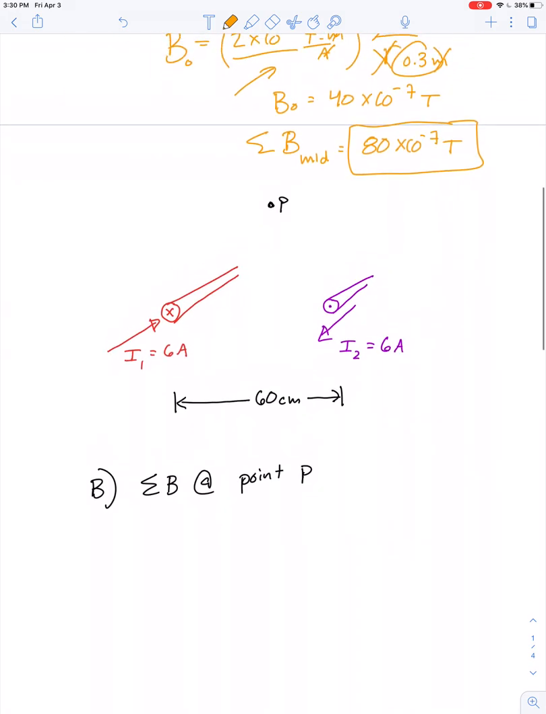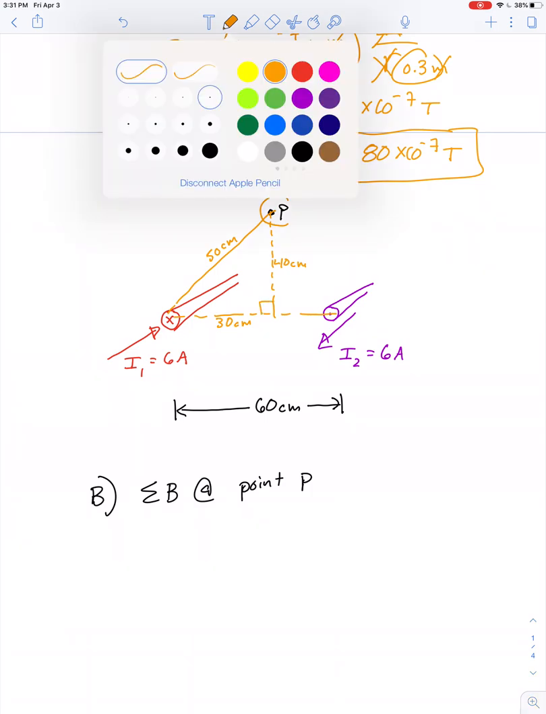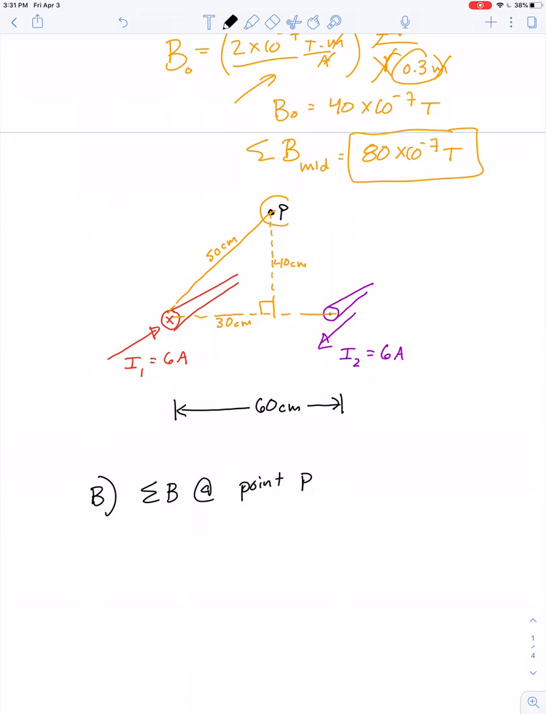So we've got the same picture, but now we're asked to find the magnetic field here at this point P that lies above the midpoint that joins the two wires. So if this distance is given as 50 centimeters and this distance is given as 30 centimeters, then this must be 40 centimeters just based on the Pythagorean theorem. We have a right triangle. So again, we'll take the approach using the superposition principle and ignore what's going on with wire number 2 and just take it one step at a time.